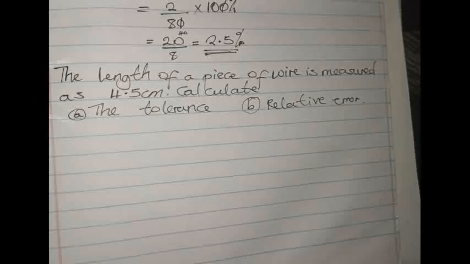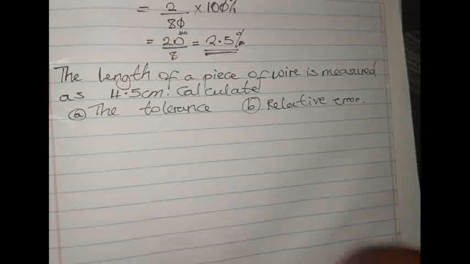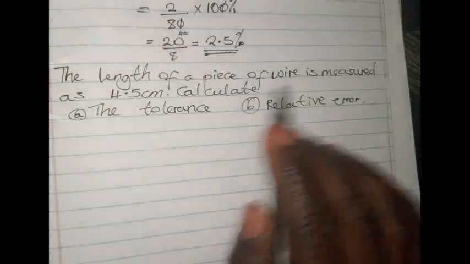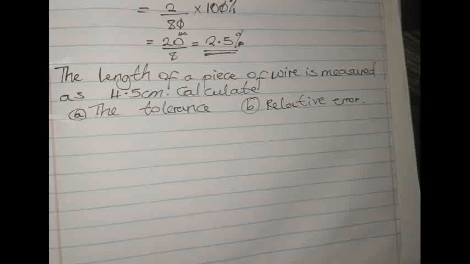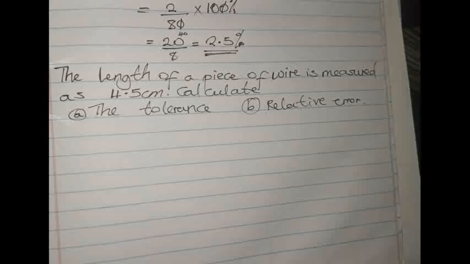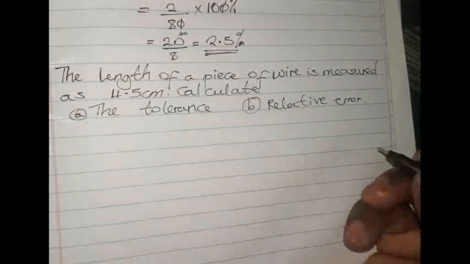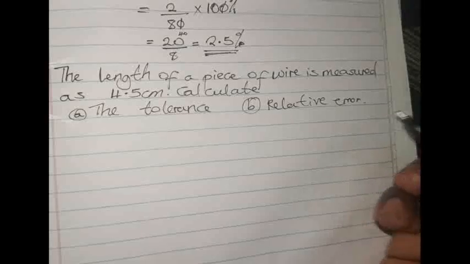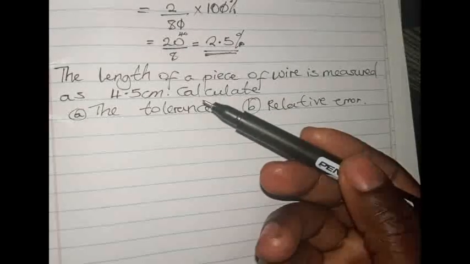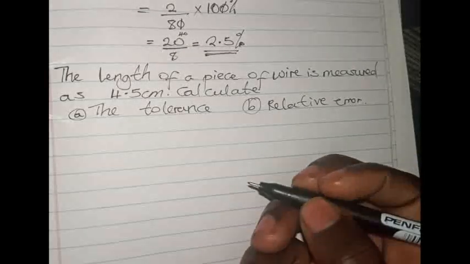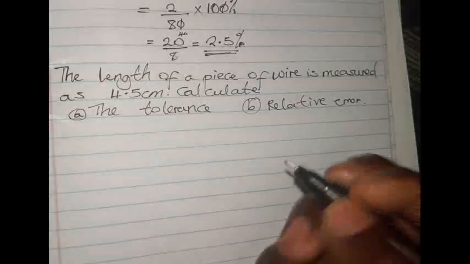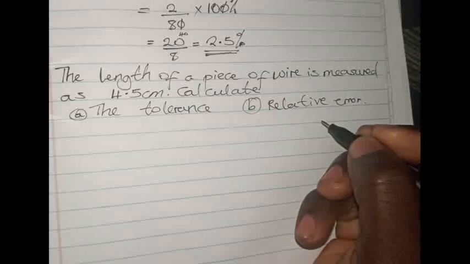Okay, our last question reads, the length of a piece of wire is measured as 4.5 centimeters. Calculate the tolerance. Now in this case, how do we calculate our tolerance? Okay, how do we find our tolerance? It's very easy. If you want, you can calculate by finding the upper limit and also lower limit, then you subtract the two. Or the best way is we need just to know our absolute error.